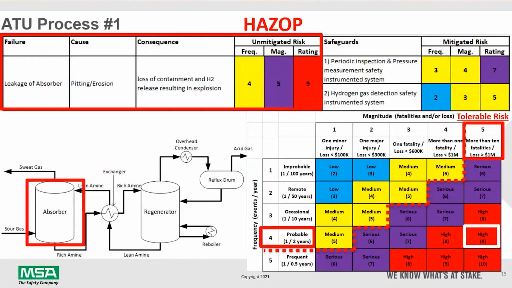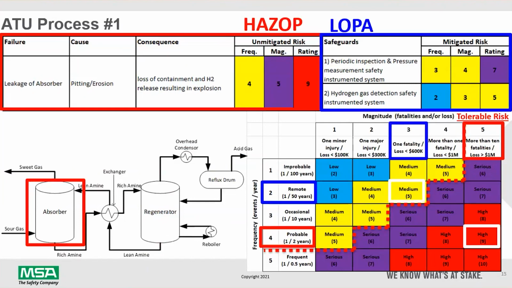Now, you'll notice that there's a tolerable risk level through the cross section of the matrix with a red dotted line. Now, that tolerable risk level is the level at which the facility stakeholders would determine as far as their tolerability to certain instances. So in this particular case, we want to take a look at our layers of protection analysis, and we want to implement a couple of safeguards.